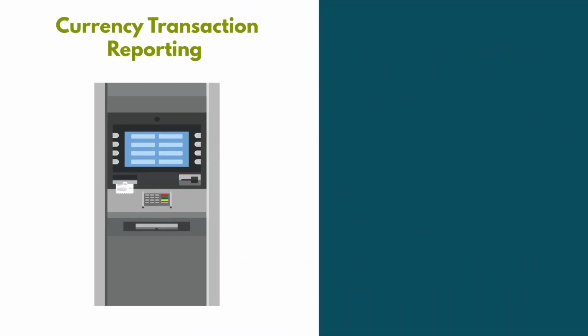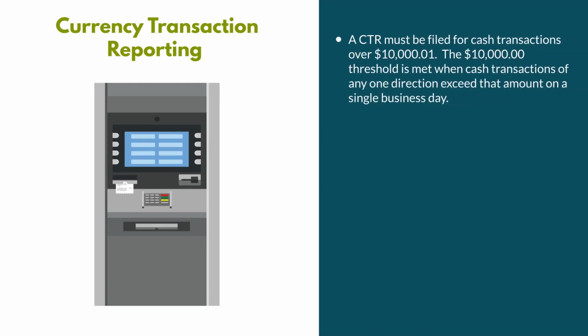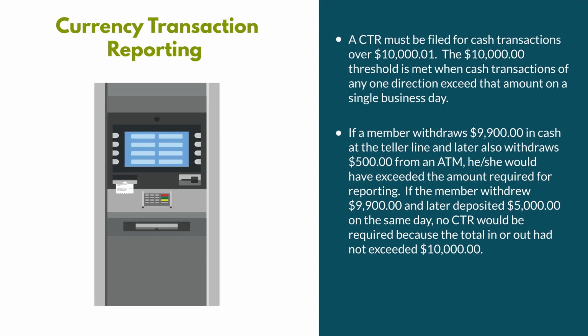Another kind of mandatory BSA reporting is currency transaction reporting, or CTR. A CTR must be filed for cash transactions over $10,000. The $10,000 threshold is met when cash transactions of any one direction exceeds that amount on a single business day. If a member withdraws $9,900 in cash at the teller line, and later also withdraws $500 from an ATM, he or she would have exceeded the amount required for reporting. If the member withdrew $9,900 and later deposited $5,000 on the same day, no CTR will be required because the total in and out had not exceeded $10,000.